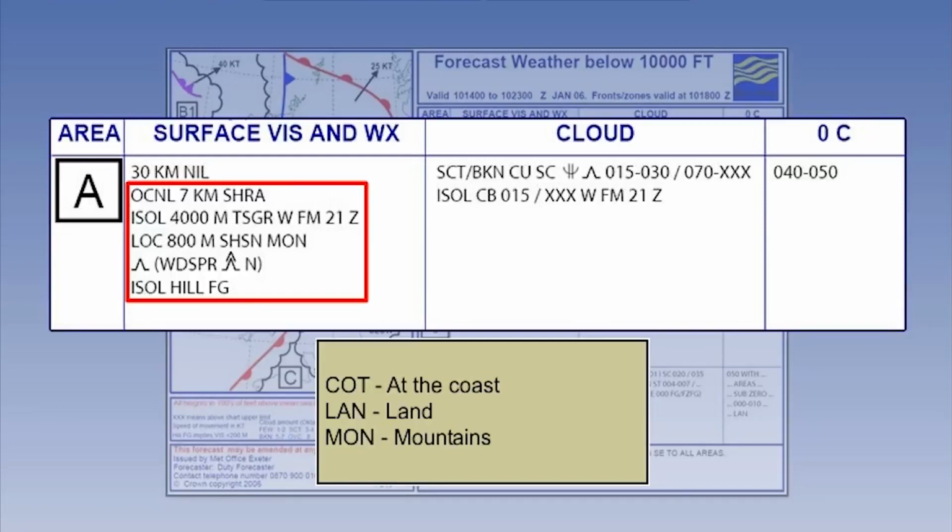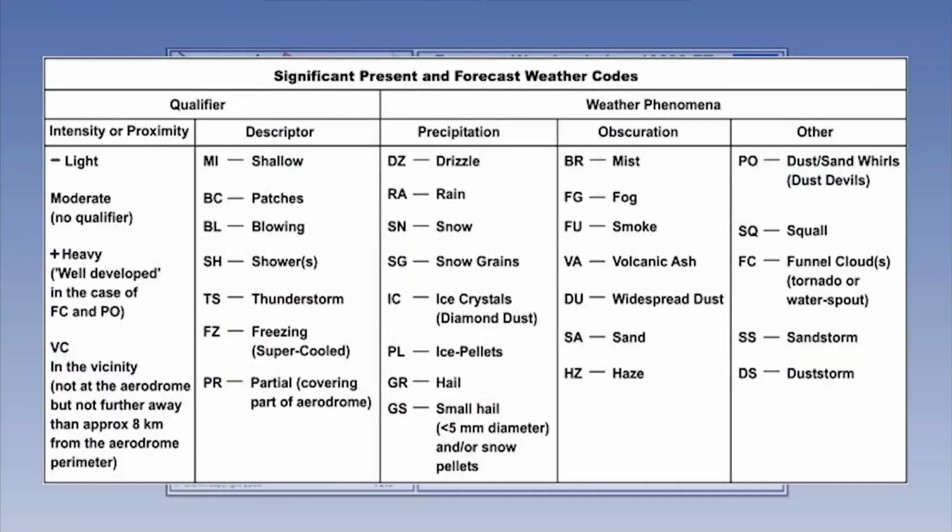In order to ensure some commonality between the various weather briefing tools, the coding used in the significant weather chart is similar to that used in the METAR and TAF, and shown here is a table to remind you of those codes.